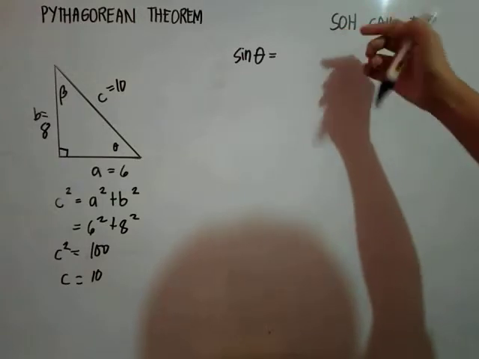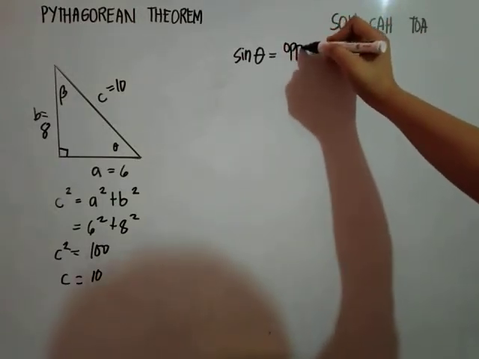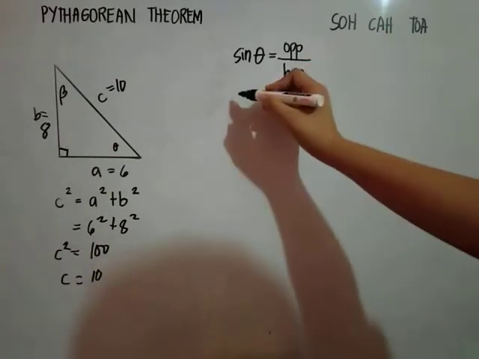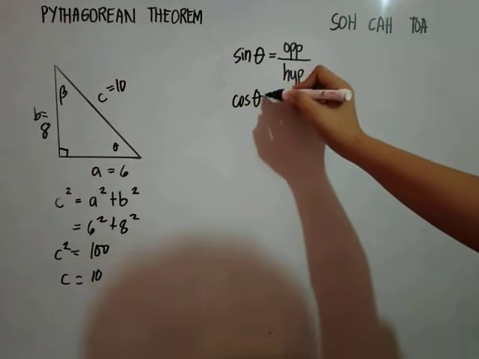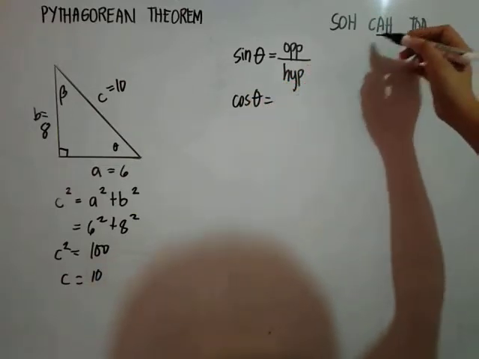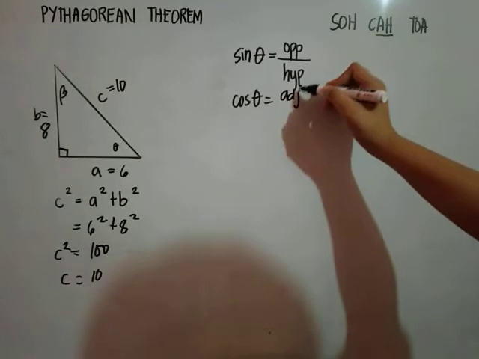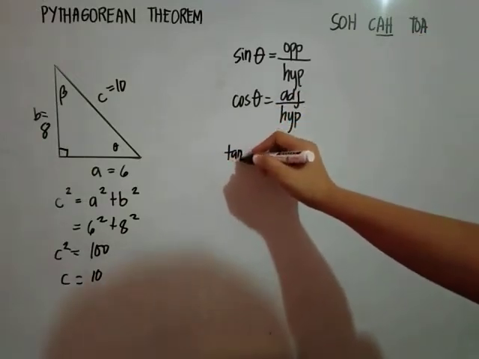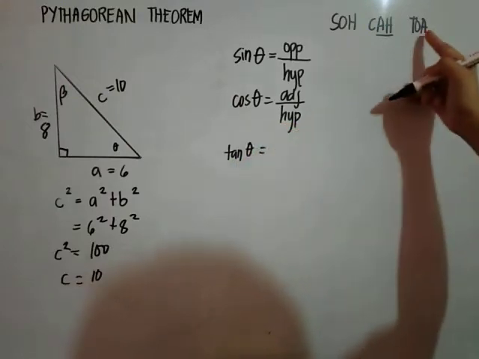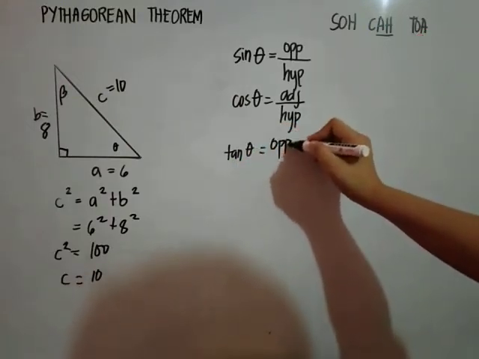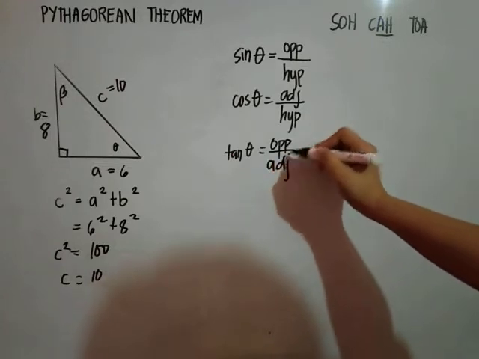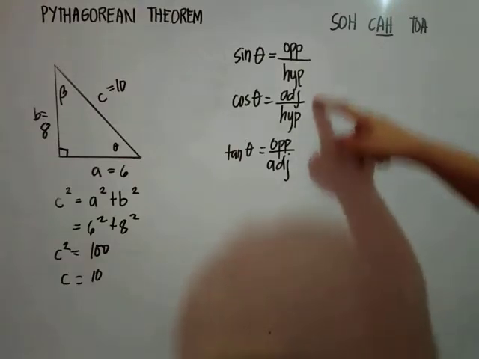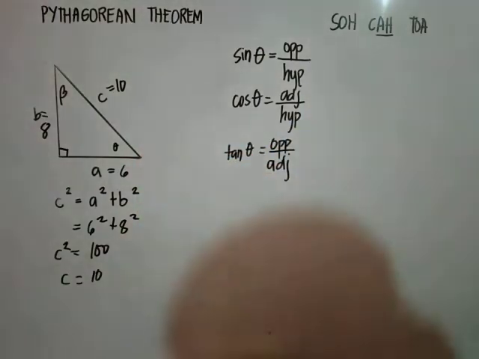So, yung O represents the opposite side, and then H will be the hypotenuse, and then cosine. Cosine daw is equal to the adjacent side over hypotenuse. Then, the tangent would be equal to opposite over adjacent. So, let us try to get the values of this based on the given triangle.